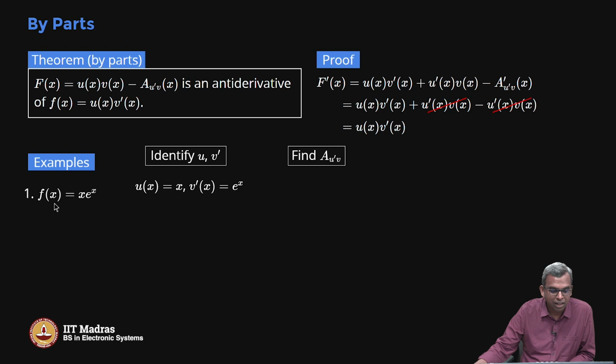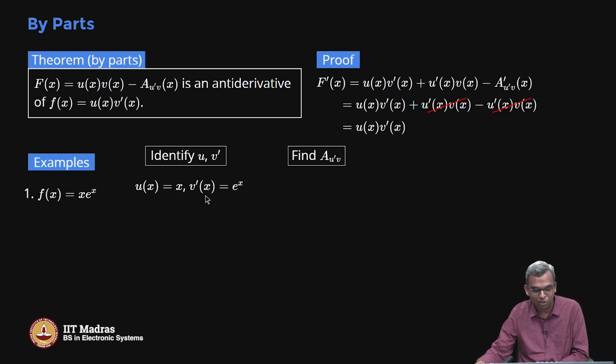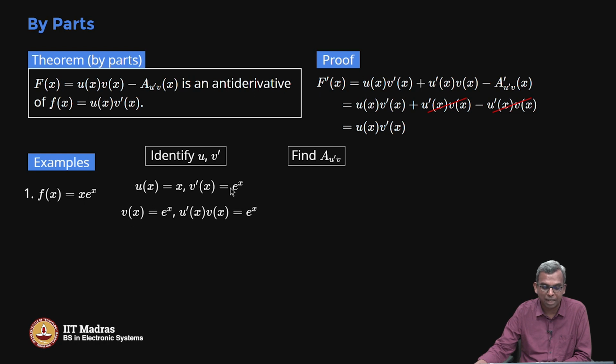You can identify u as x and then v prime as e power x, okay. It turns out the exponential function should get a preference for getting identified as v prime, okay. You'll see why. The reason is, if you identify the simpler function as u, the derivative is easier, and in fact it will vanish and things will become better for you. So if v prime of x is e power x, v of x is e power x, right?